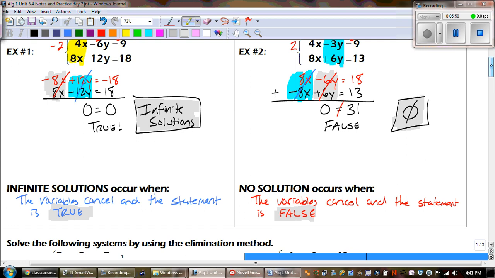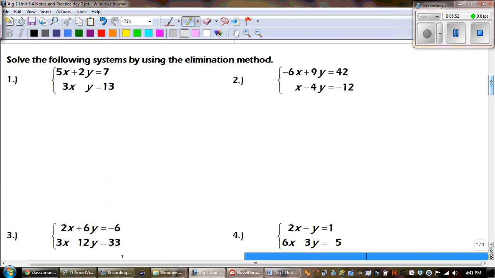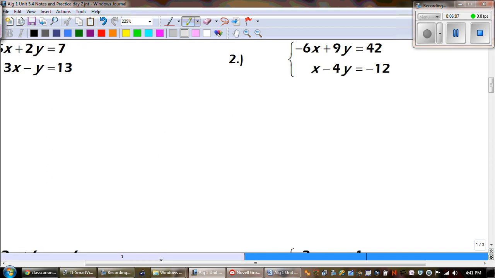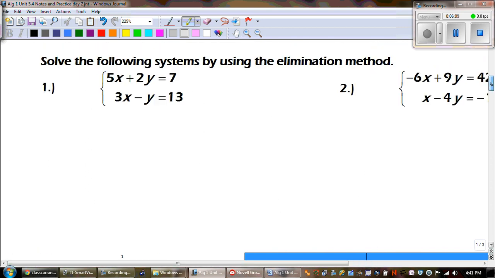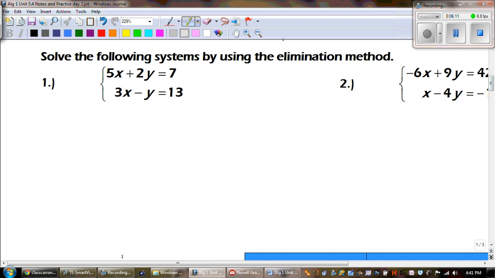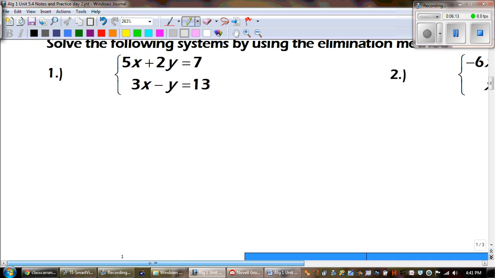So, the directions say to solve the following systems by using the elimination method. Now, we are going to have some one solution, infinite solutions, and no solutions. They're all mixed up together. So I can't really tell you which one's which. We just have to solve them and find out. So let's take a look at number one.